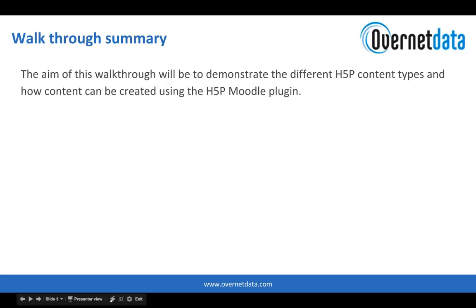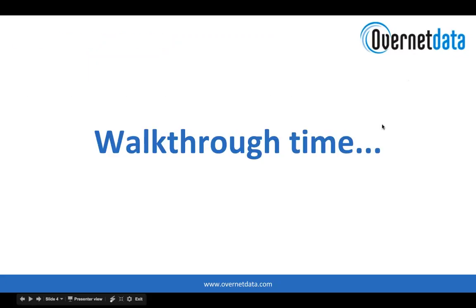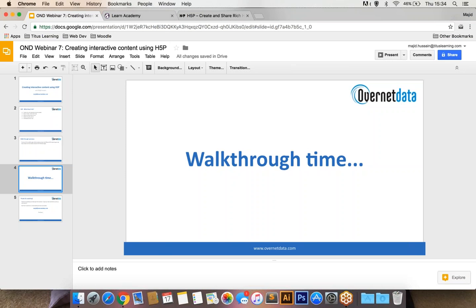So in this walkthrough today, I'm going to be demonstrating and showing you an existing course that I've created with examples of some of the content types that I found quite interesting. I will show you the H5P main website as well, where you can see a full list of examples that you can utilize. If you want the plugin installed, I would suggest you contact the support team at Overnet Data so this can be done for you, because I believe the plugin won't be installed currently. Okay, so we'll close this PowerPoint down and then we'll go through our demo Moodle again.